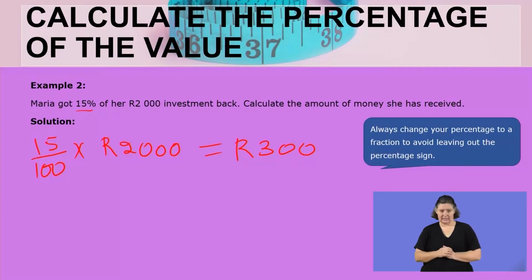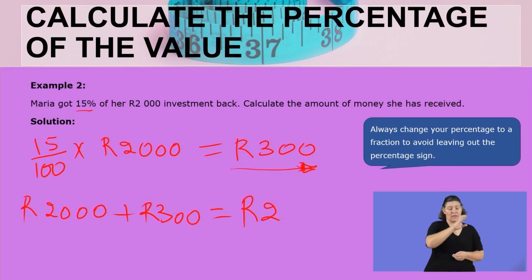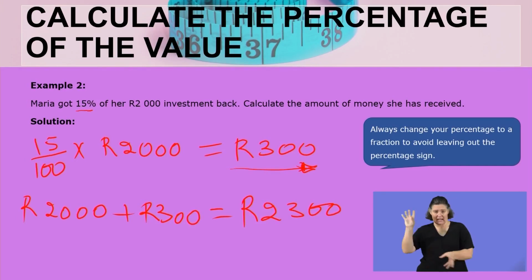300 rand. So it means she has received the amount of 300 rand extra on top of what she invested. Because the question is calculate the amount of money she has received, this one will be the interest that she has received. But the total amount of money that she will receive at the end is going to be the 2,000 rand, and then we add it to the 300 rand, and then the total will be 2,300 rand. This is the amount that Maria has received.